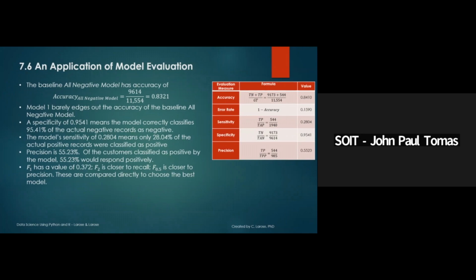Okay. And then the other values that I have discussed earlier: the F1 score has a value of 0.32. Okay. The F sub 2 is closer to your recall, and your F 0.5 is closer to the precision. These are compared directly to be able to know what will be the best model to use. But of course, we're not finished yet, because we have only built one model.